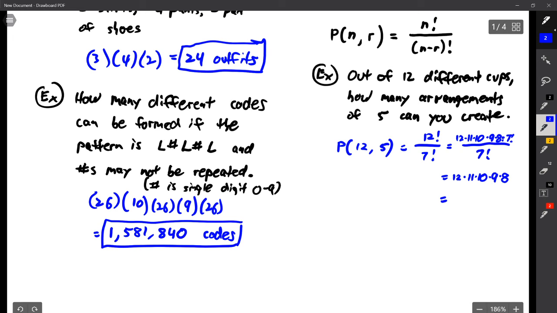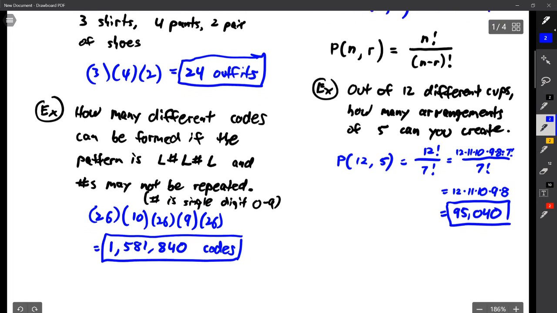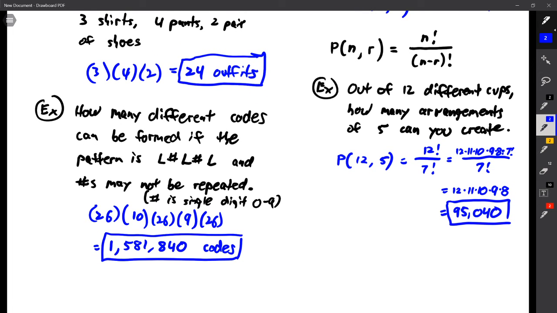So you might ask, why don't we just use the basic counting principle always? Some of it is compactness of communicating what we're doing. And some of it is when you get to bigger numbers, it can become cumbersome. So 12 times 11 times 10 times 9 times 8 gives us 95,040. If you can't tell, permutations get big real quick. It's one of the fastest increasing.